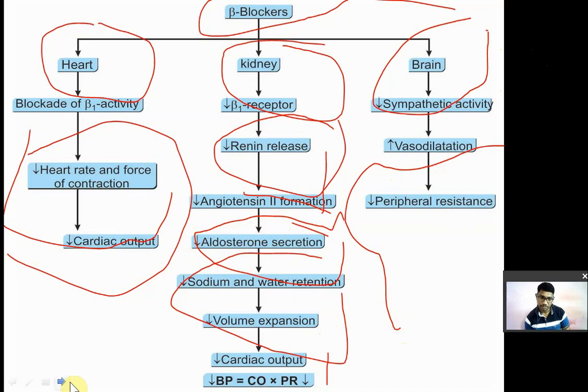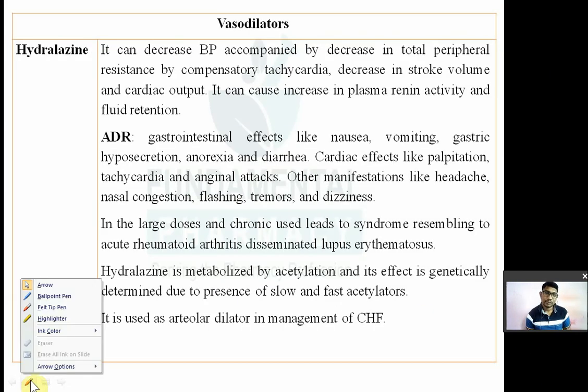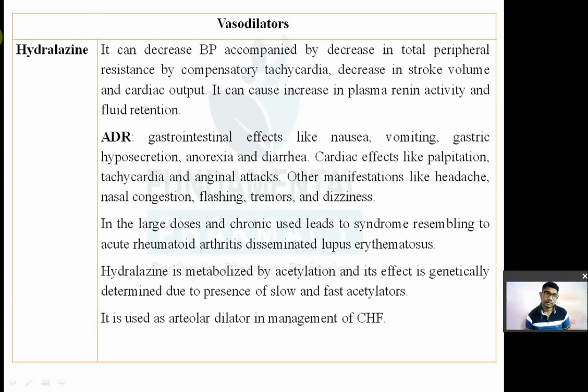Now next one is the vasodilators. They will dilate the blood vessels. Vasodilator means they will dilate the blood vessels. So if there is a dilation of blood vessels, that means there is a decreased peripheral resistance, and if decreased peripheral resistance is there, that means they will decrease the blood pressure. So in that you have different classes like arteriodilators, or arteriovenodilators. First drug is hydralazine. So it decreases the blood pressure accompanied by decreasing the total peripheral resistance.